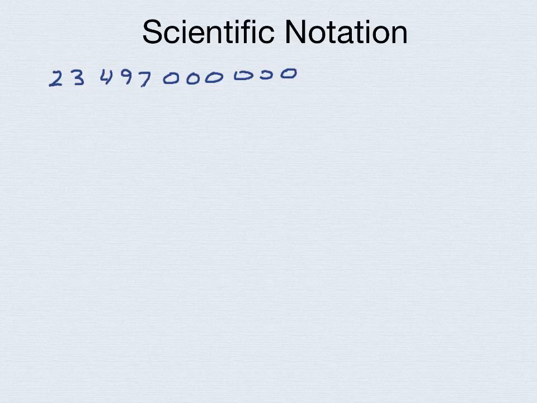Okay, this is a video on scientific notation. I want you to consider the number that I have in front of you. It's a very large number. The first thing you might want to do to get an idea of what the value is, is to use commas every 3 places to get an idea of how big the number is.